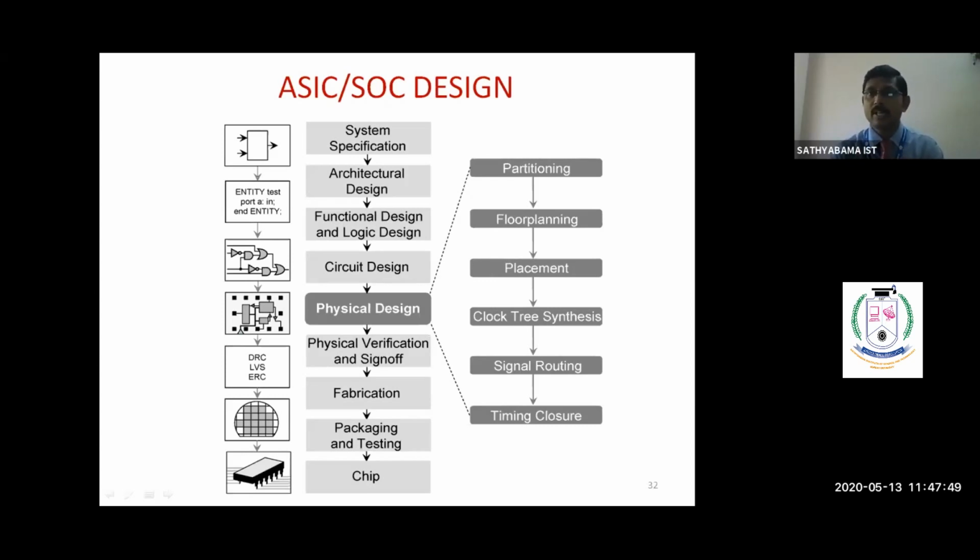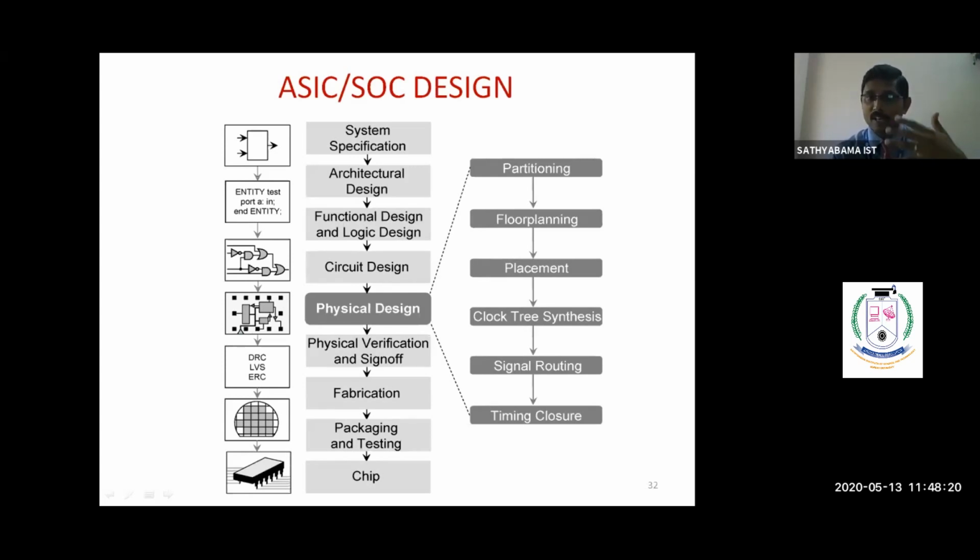Then signal routing: suppose the first block is transmitting data to the second block, so we make the connection. That is called signal routing. If you make the connection within a block, that is called local routing. If you make the connection from one block to another block, that is called global routing. So these are the main processes: partitioning, then floor planning, placement, then routing. This is the flow for the physical design process.